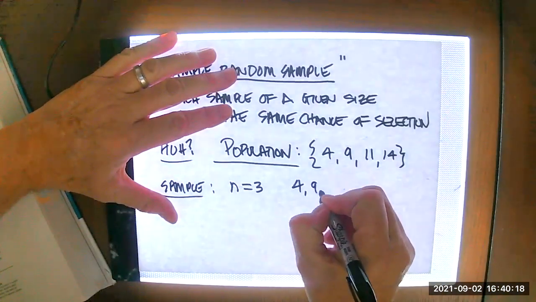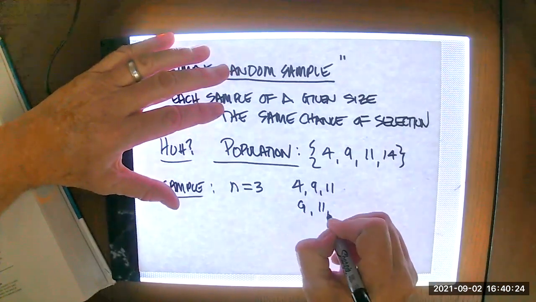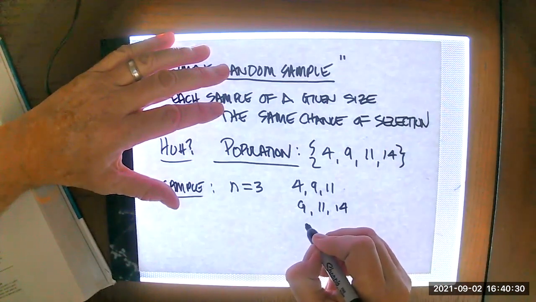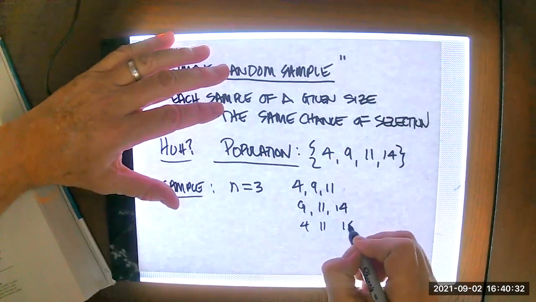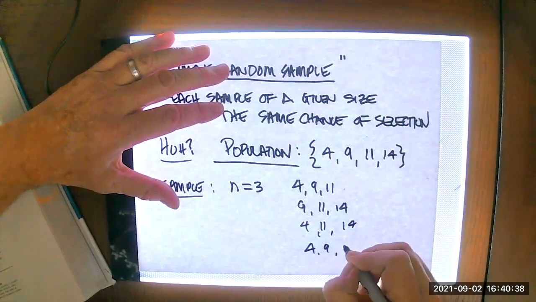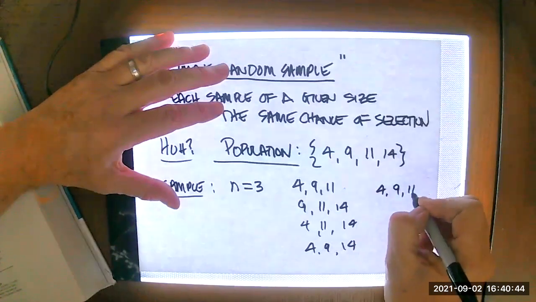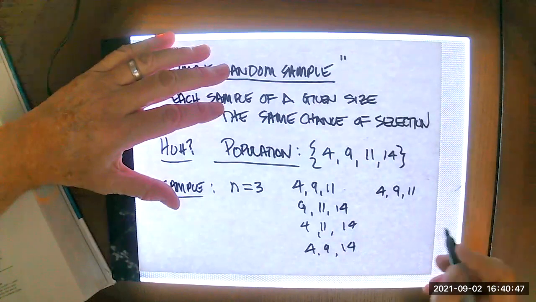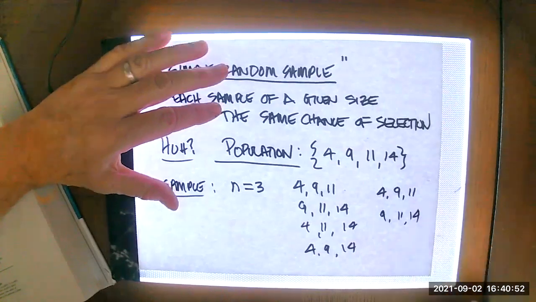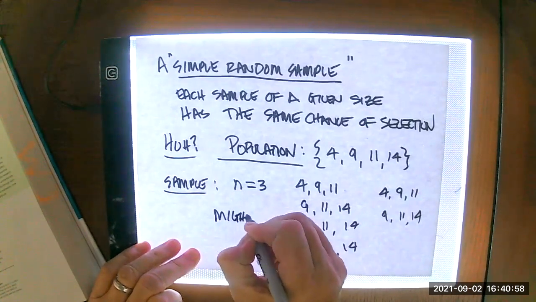I could get a 4, 9, 11. I could get a 9, 11, 14. I could get a 4, 11, 14. I could get a, let's see, 4, 9, 14. And finally, I could get a 4, 9, and 11. 1, 2, 3, 4, 5. I think there's one more in there. I think a 9, 11, and 14 is the last one. So there's all these different samples that I might get.